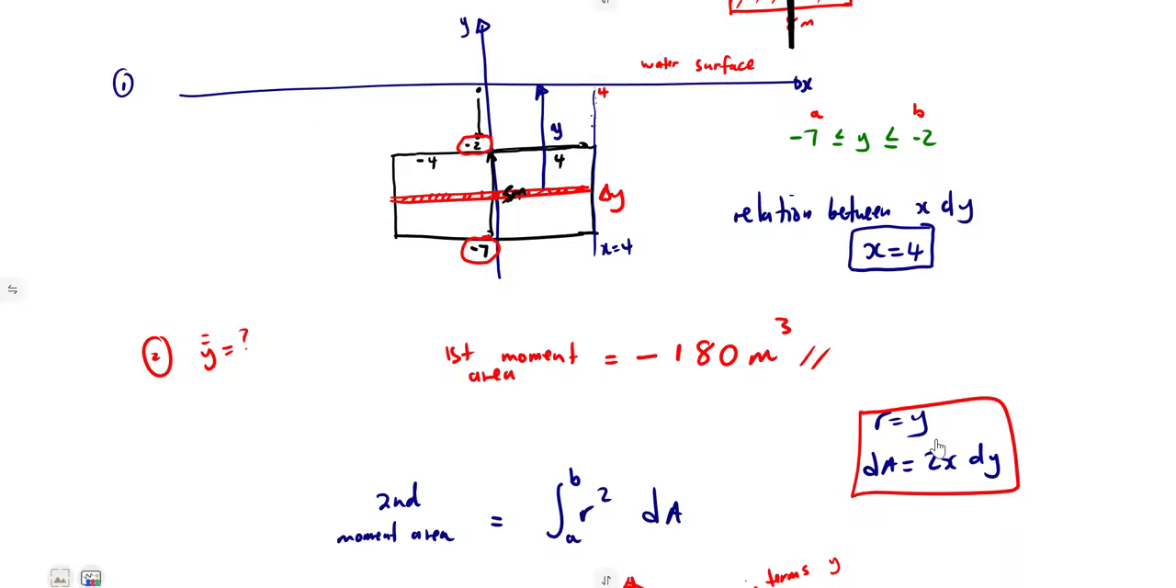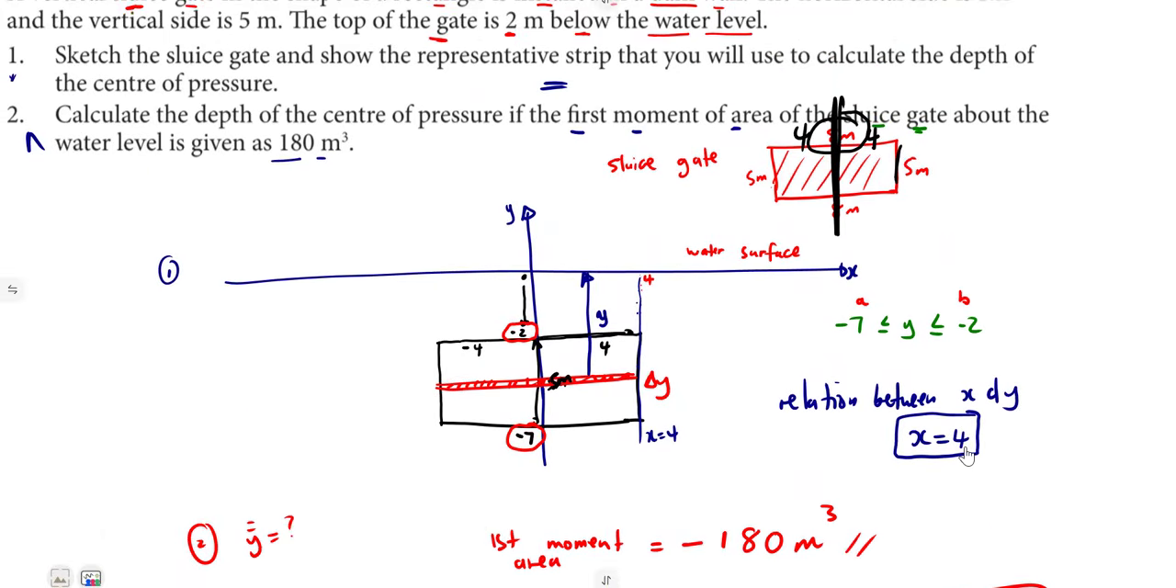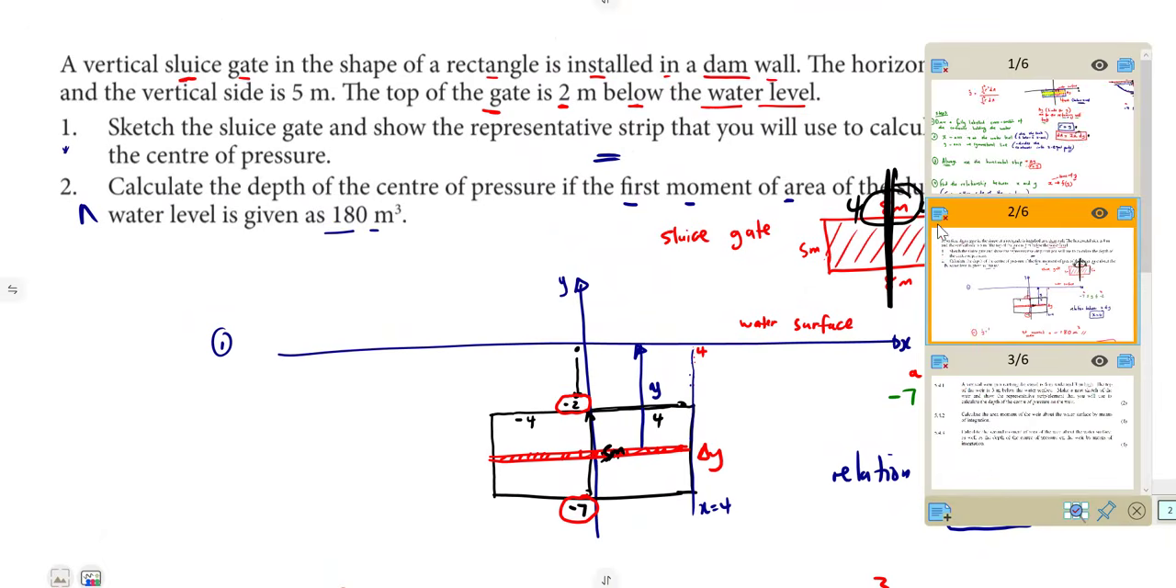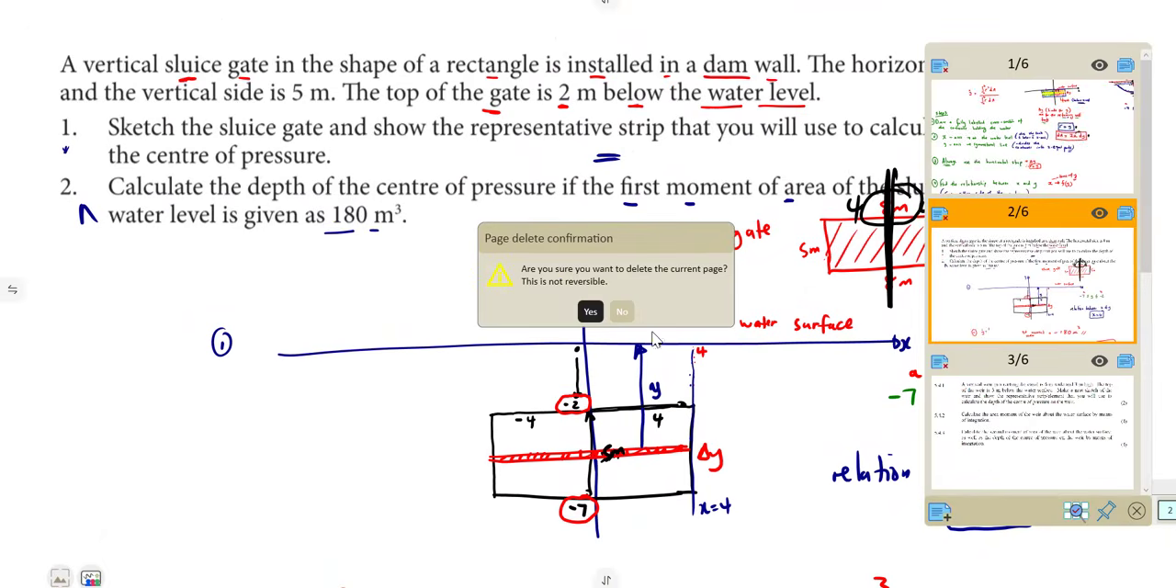It is a repetition, guys. It's going to be a repetition throughout. Just read to understand the question. On understanding the question, it's important.